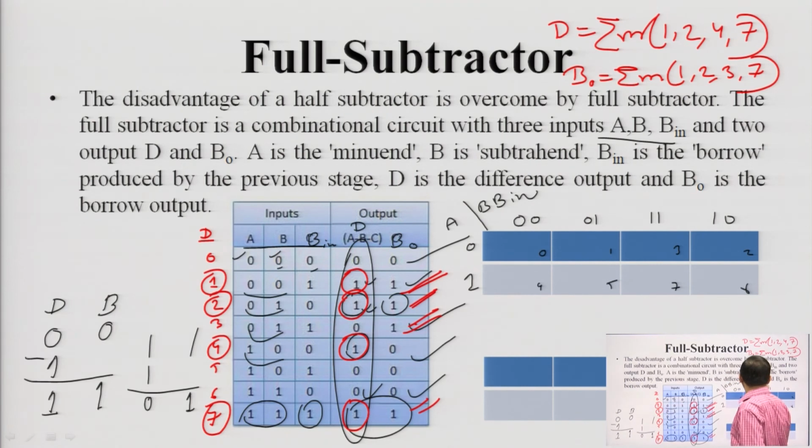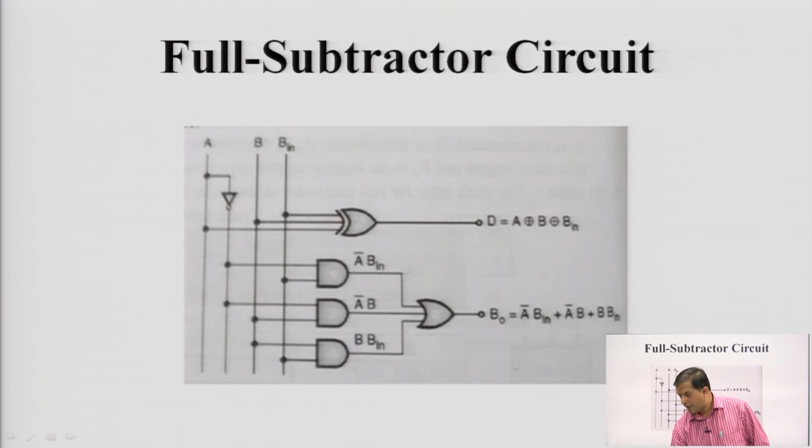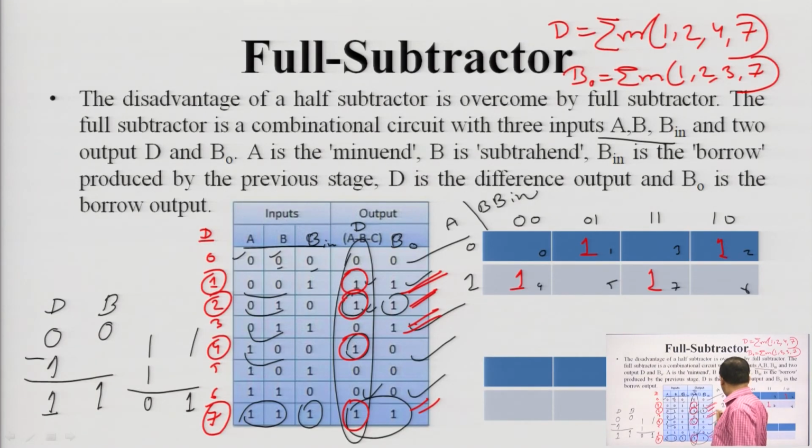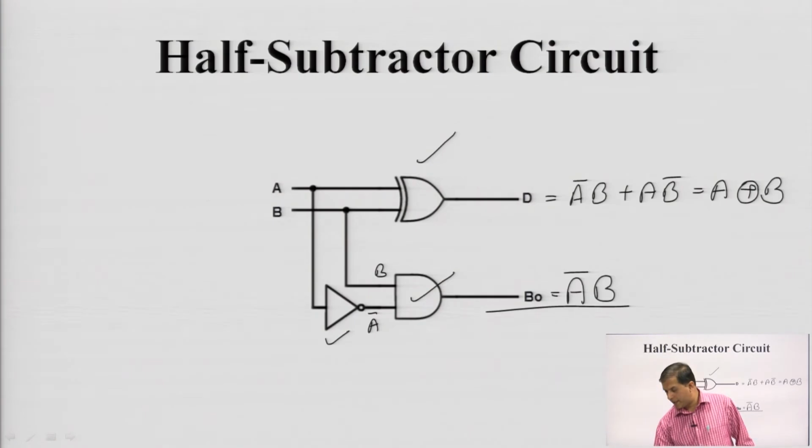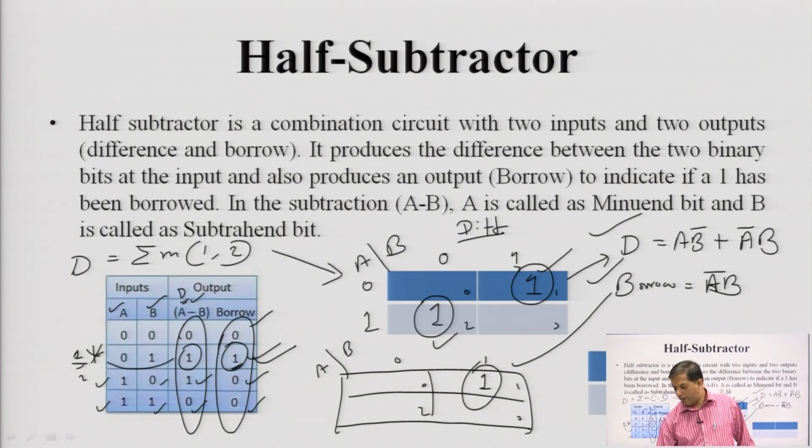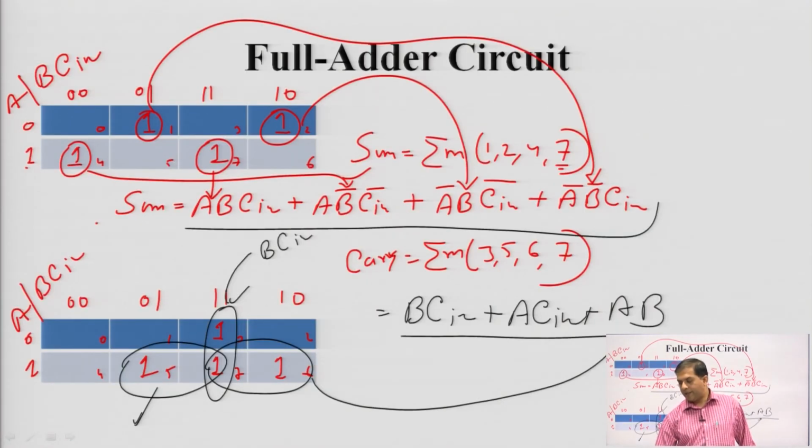This grouping will be for 1, 2, 4 and 7. No adjacent ones are there, so what can we do? If no adjacent ones are there, all will be individual, so we will get the equation like this. This is nothing but the same as the full adder, same combination.